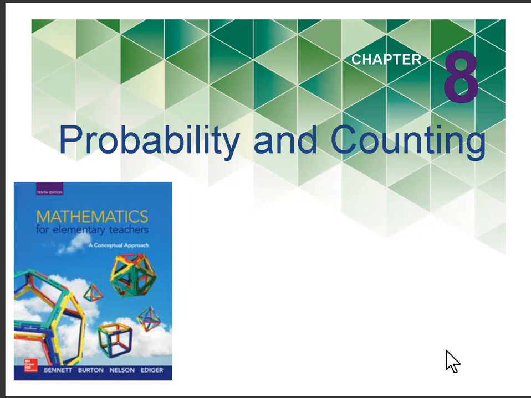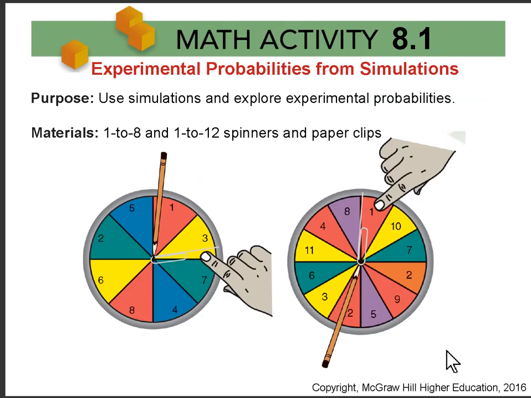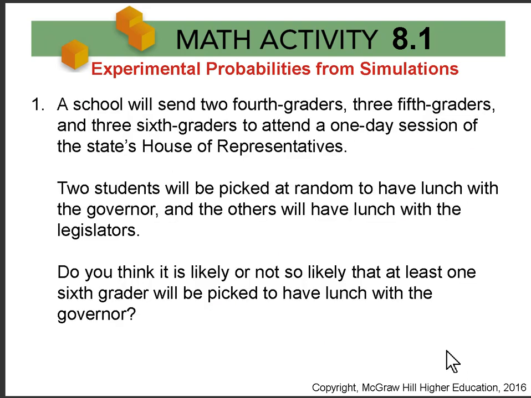This video is for Chapter 8, Section 8.1 for the math activity Experimental Probabilities from Simulations. We'll use simulations and explore experimental probabilities. You need a 1 to 8 and a 1 to 12 spinner for this activity.